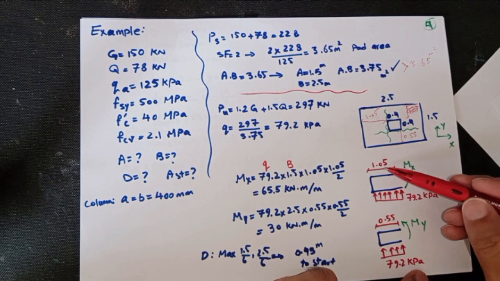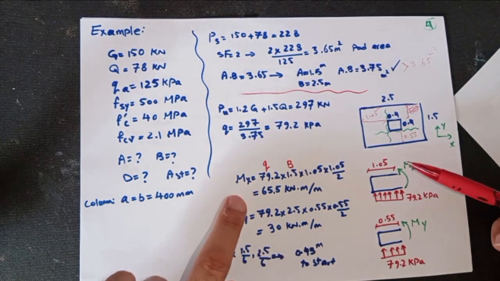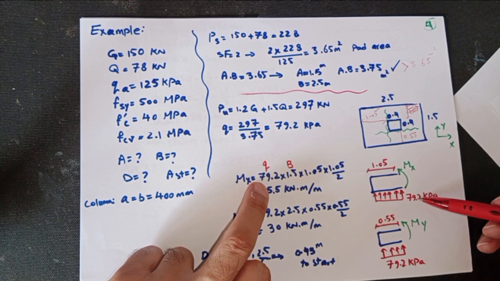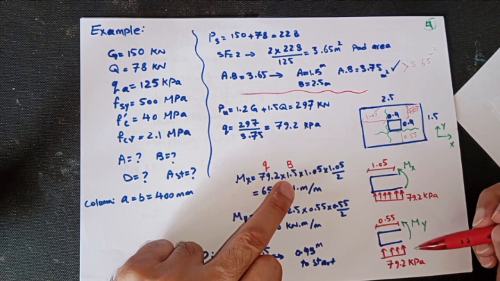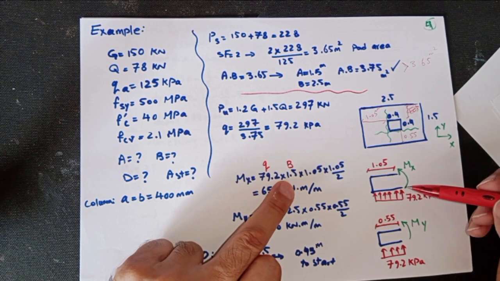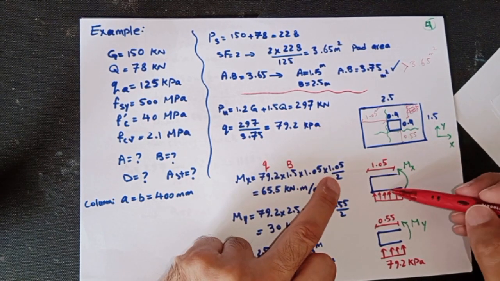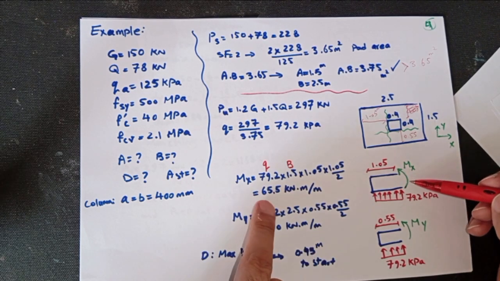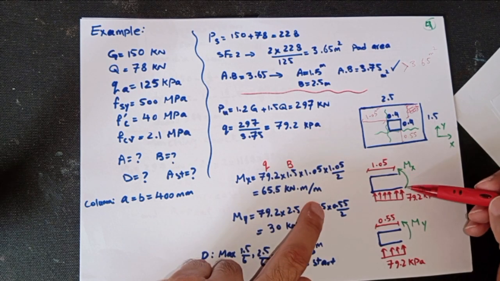0.55 and 105 for mx and my. X and y are shown here. So mx will be q, that is 79.2 times 1.5, the long direction, distributed in all ways in the other side, either direction, times 105, the length, times half of this length to have bending moment in this area. So it gives 65.5 kilonewton meter per meter of the slab.